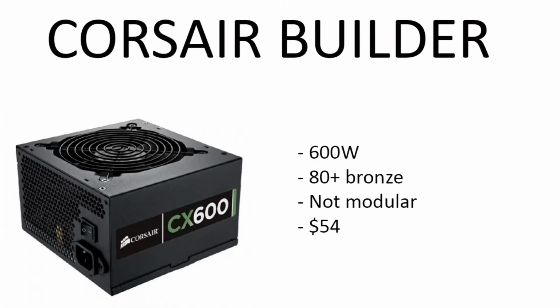So for the power supply, as you guys have noticed, I've been using this power supply for almost every single build I do, because I believe in it and I trust in the company that makes it. So we have the Corsair Builder Series 600 watt, 80 Plus Bronze certified, non-modular, and it's running at $54. So not too bad on a power supply. That power supply is really, really cheap for the price. Again, it's not modular, so you're going to have to tuck the cables away that you don't use somewhere.